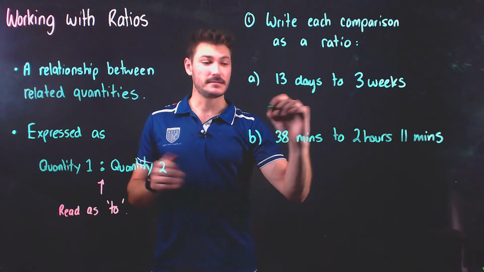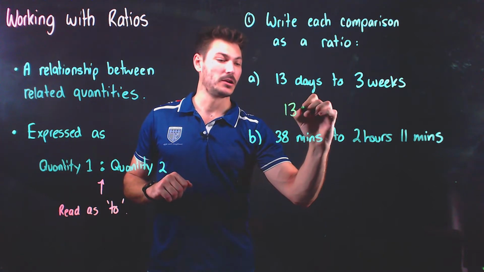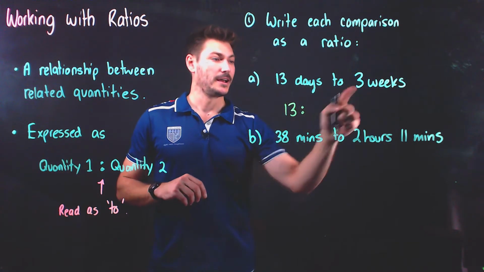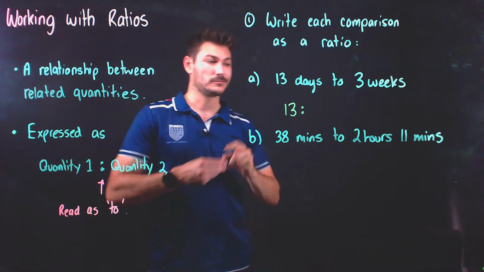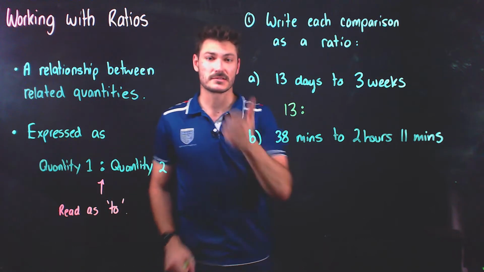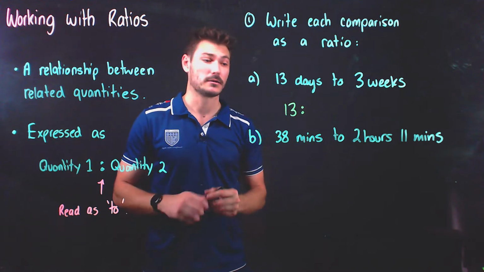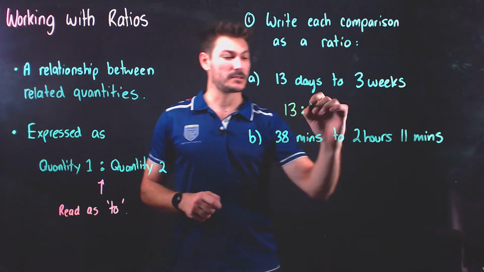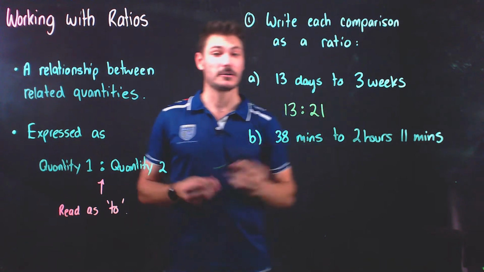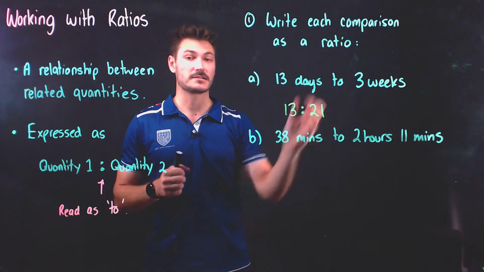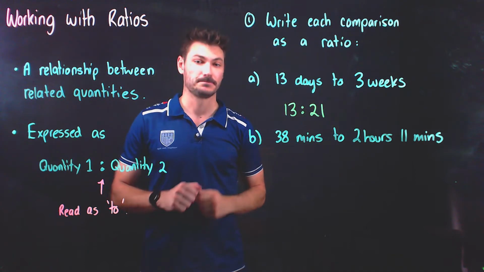So in days, I'm going to have 13 to whatever 3 weeks is in days. Well, each week has 7 days, so 7, 14, 21. 21 days in 3 weeks. So the ratio from 13 days to 3 weeks is 13 to 21.